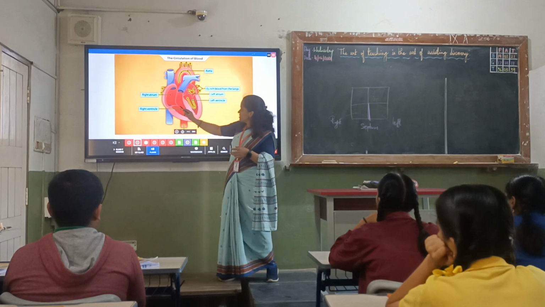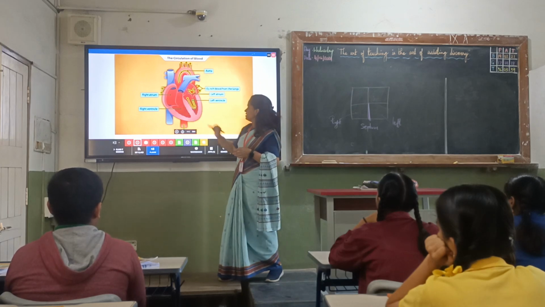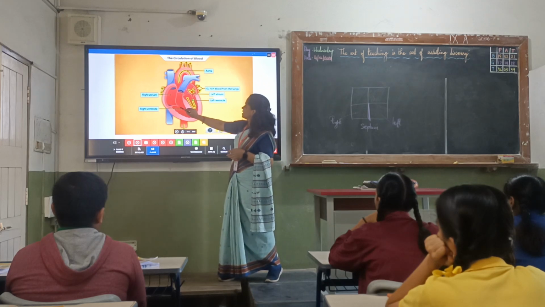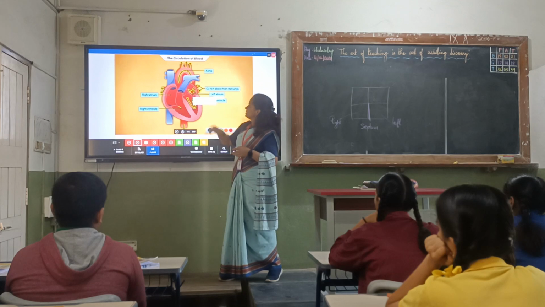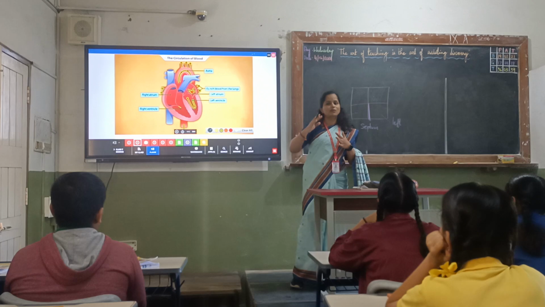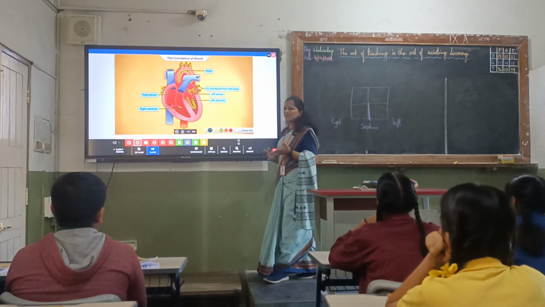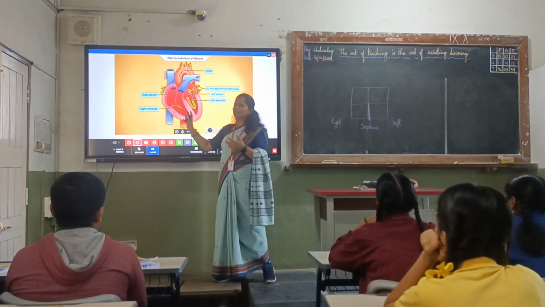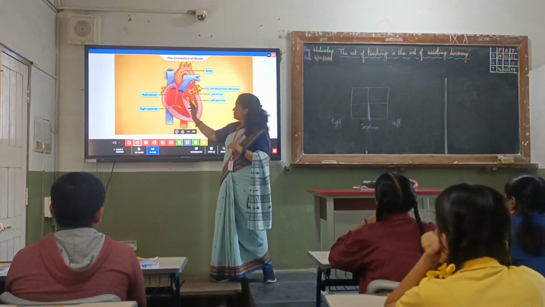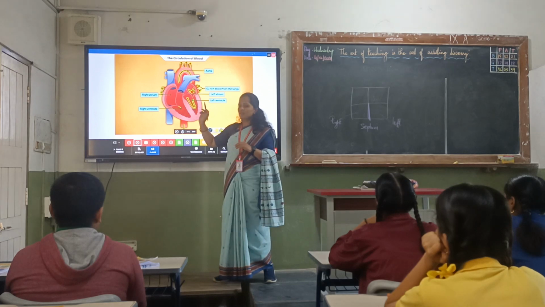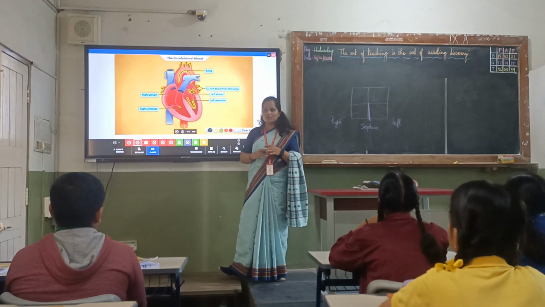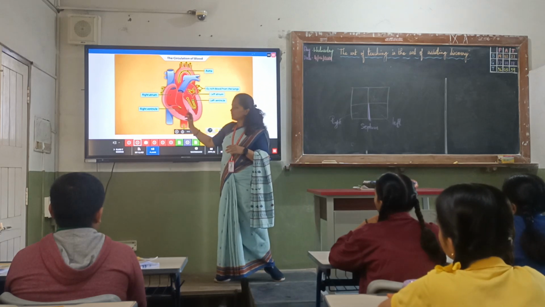Then after that, what happens? You can see here valves. These are the valves. What is the function of that valve? It prevents the backflow of the blood. Means blood always flows from atrium to ventricle, but not from ventricle to atrium. So these valves, which are present on both sides, prevent the backflow of the blood. So blood always flows from atrium to ventricle.